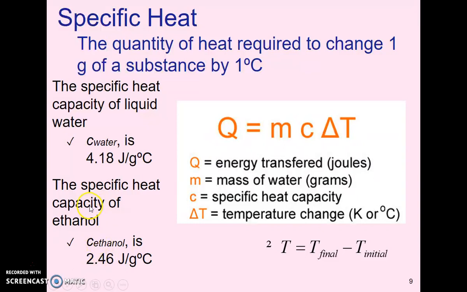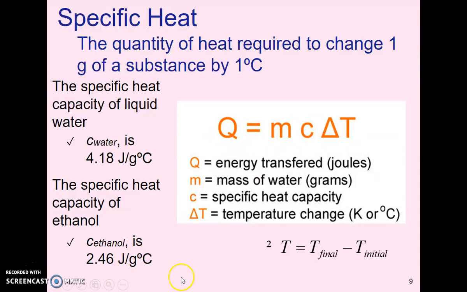It also goes in reverse. If you wanted to cool this down, water would have to lose more heat to cool down than ethanol would. Another example of this, and I've talked about this in Honors Chem: if you have a pot on a stove, the pot has two parts, the metal part and the plastic handle. The plastic handle doesn't heat up as fast as the metal because the plastic handle has a higher specific heat than the metal of the pot.